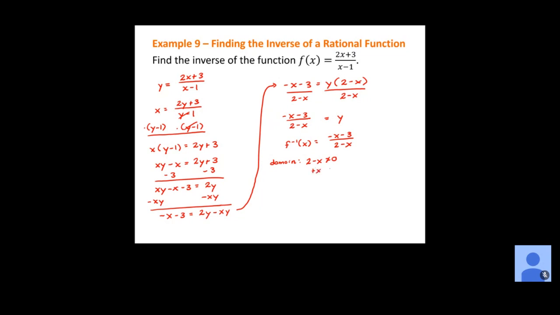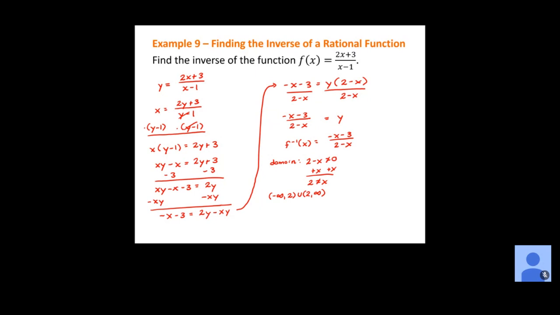So I can just add x to both sides here. So 2 not equal to x. And then, of course, we'll always want to write this in interval notation, just like we have everything else. So this will be negative infinity to 2, and then 2 to infinity. That would be the domain.